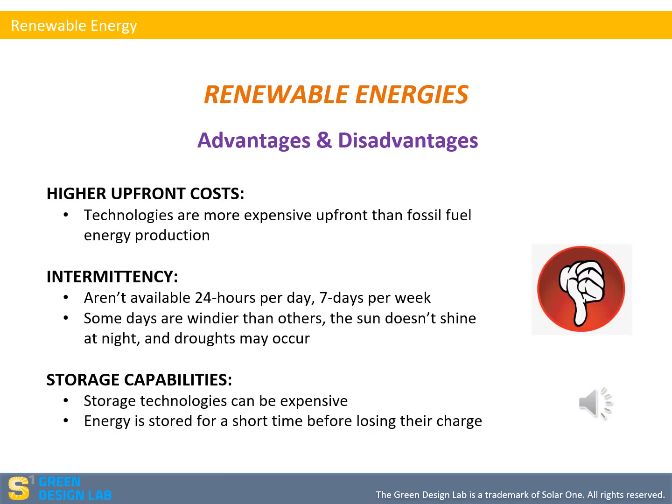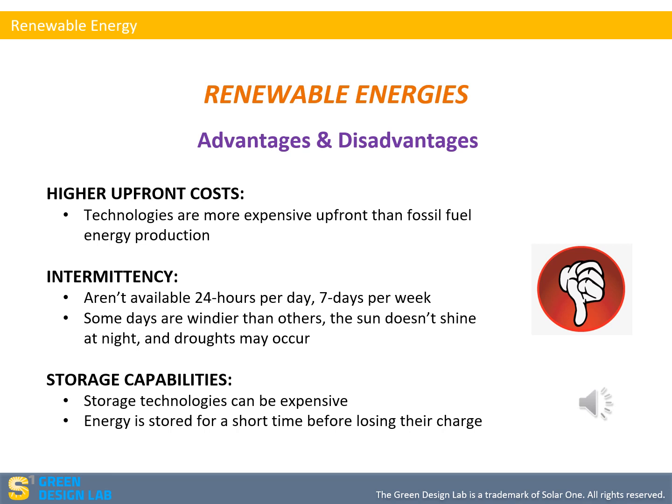Some disadvantages for using renewable energy sources are: the technology is more expensive to install than fossil fuels. Renewable energies have intermittency issues, which means that they are not available 24 hours per day, 7 days per week. To help solve the intermittency problem, engineers have developed technologies to store large amounts of energy. But some of the storage technologies can be expensive, and energy is stored for a short period before the battery has to be recharged.